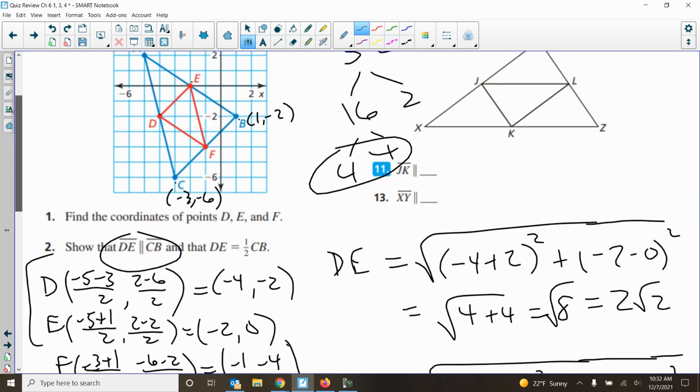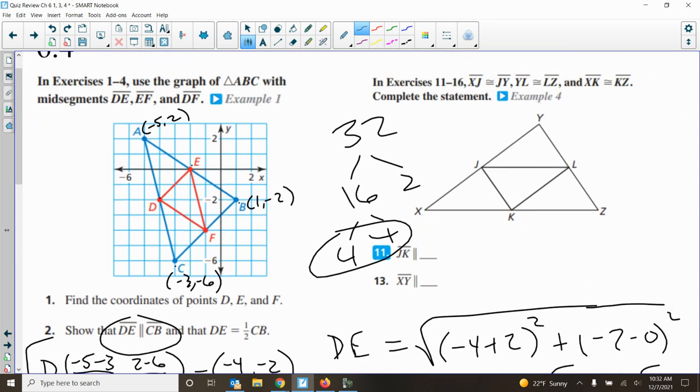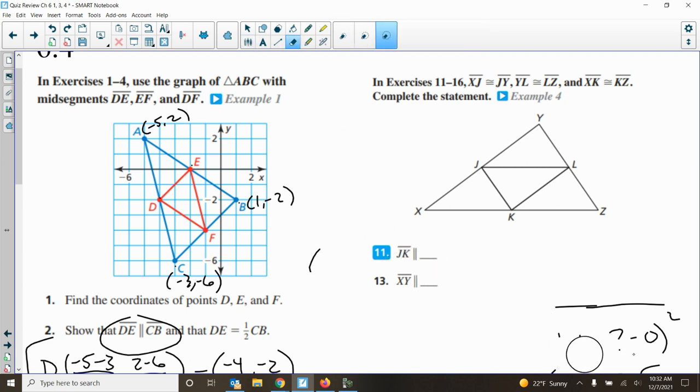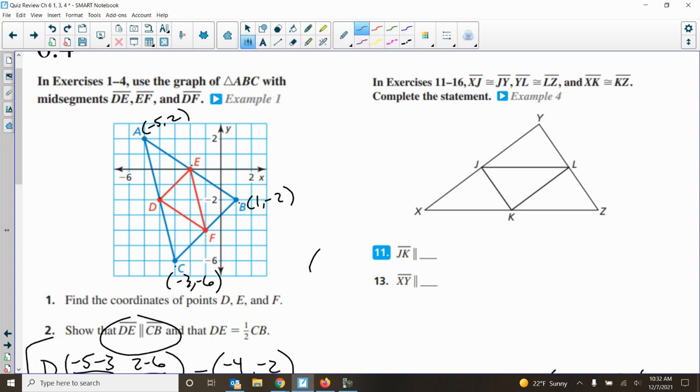Let's go up here. In exercises, let's erase this area. Give us a little cleanliness here. All right, so in exercises 11 through 16, XJ is congruent to JY. Let's see why this is important. YL is congruent to LZ, and XK is congruent to KZ. That tells you that these are all mid-segments, right? J is a midpoint, K is a midpoint, L is a midpoint.